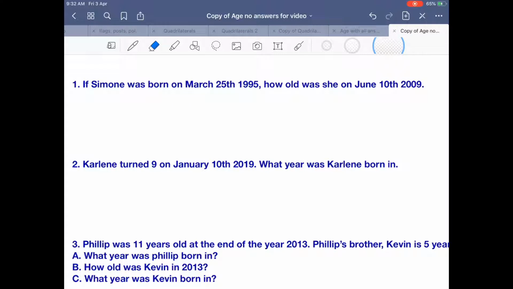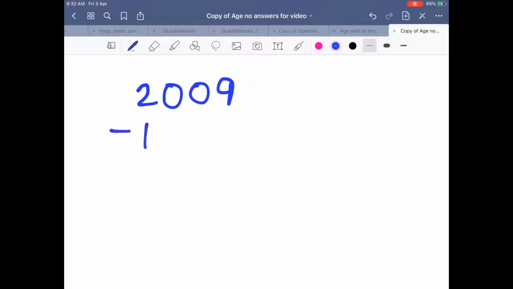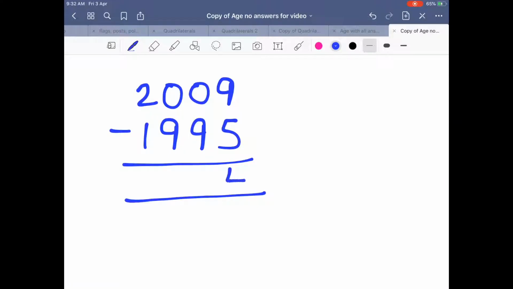Number 1. If Simone was born on March 25th, 1995, how old was she on June 10th, 2009? In order for us to determine how old she was, we need to determine how many years have passed from 1995 to 2009. So we simply need to subtract 1995 from 2009, and that is because June is past March. When we do the subtraction, we will get 14 years. So the answer is 14 years.